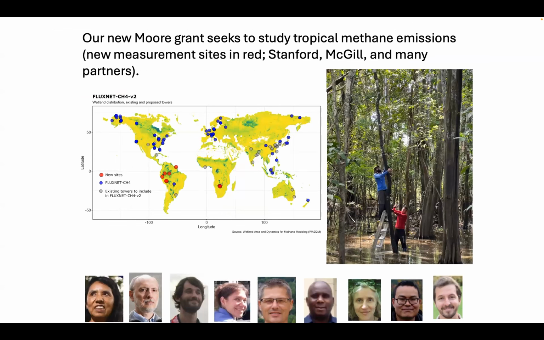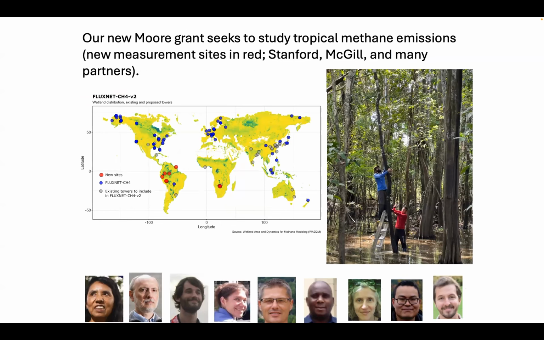All right, so I mentioned our first MORE grant in support of the budget set up the FLUXNet methane effort, and now in our current grant, we're really focusing in on the tropics, South America in particular, some reestablished sites in the Okavango, and a lot of gaps still to be filled elsewhere around the world.